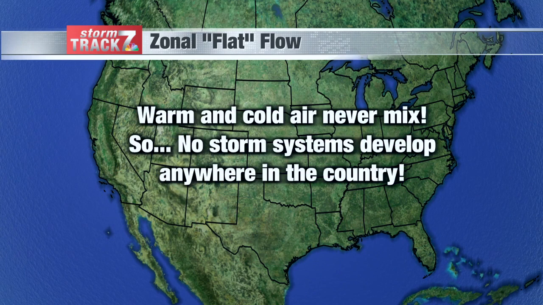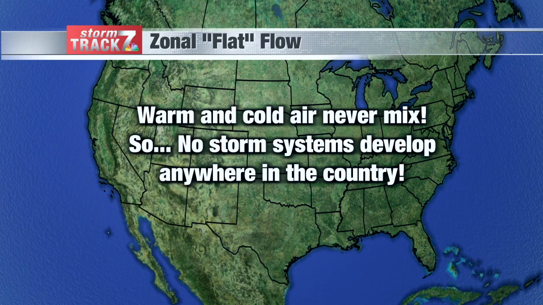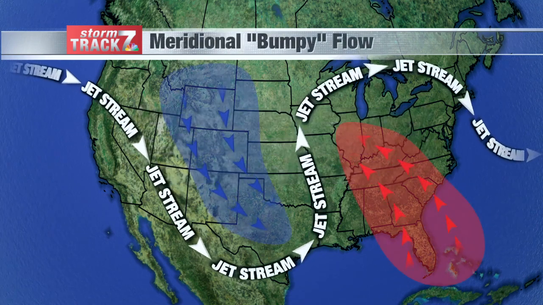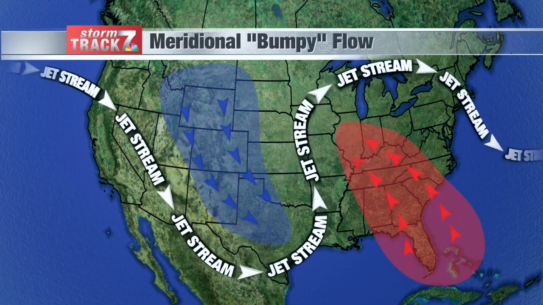They can never clash. And if you're going to be seeing storm systems develop, you need to have this warm air and cold air clash. They need to mix together. So in this case, with a zonal flow or a flat flow, you don't see any major storm systems develop, which is something we've seen, again, across most of eastern Iowa as of late.